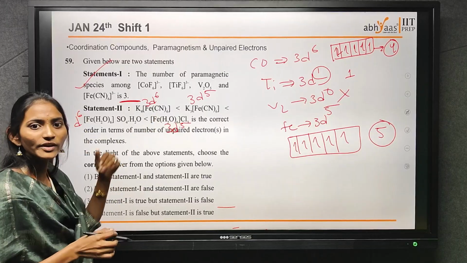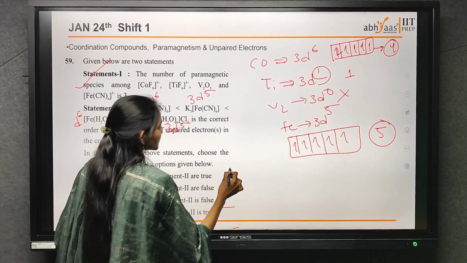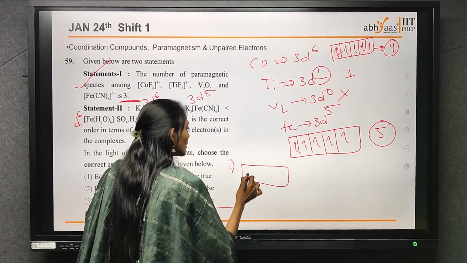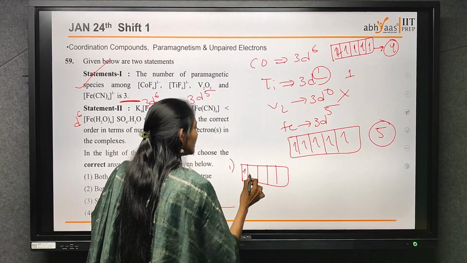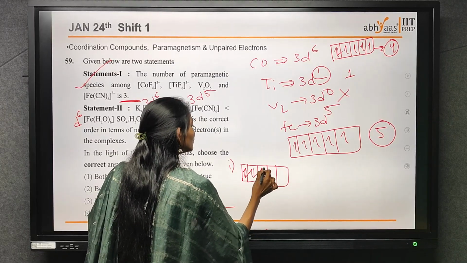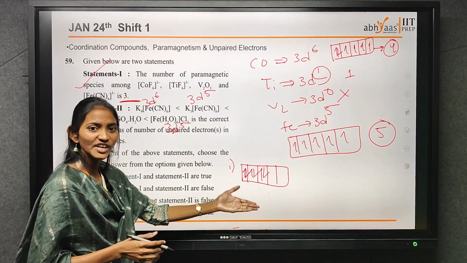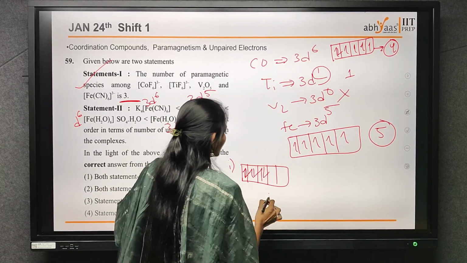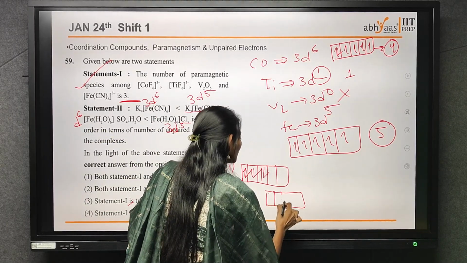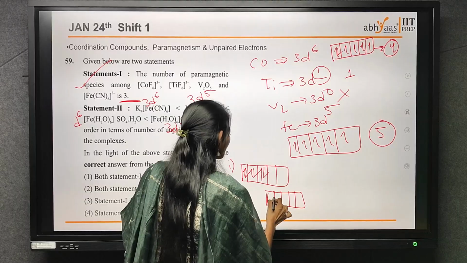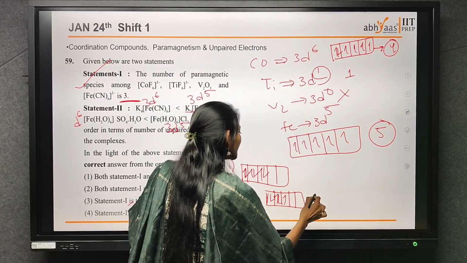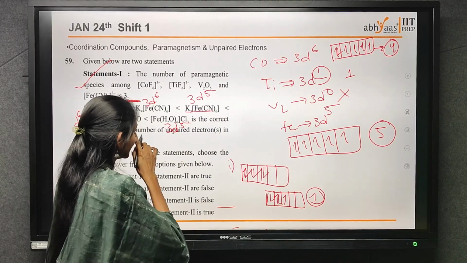If you split it, how will you get that? See here, for the first one I am writing here 1, 2, 3, 4, 5, 1, 2, 3. That means 0. We are not having anything. And moving on to this, we are getting 1, 2, 3, 4, that means 5. Here you are having one unpaired electron.